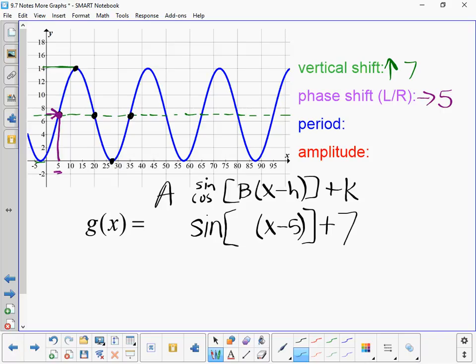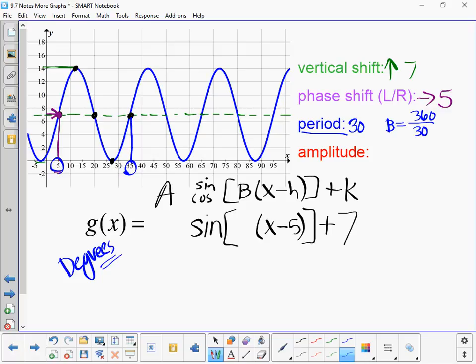Well, we need to figure out what our b value is. So we need to figure out what the period of our function is. Well, it looks like the period, or one cycle, begins at 5 and ends at 35. So the period is 30. So if we calculate our b value, at this time, let's say that our angles are measured in degrees. We're going to be in degree mode. Let's use that 360 instead of 2 pi.